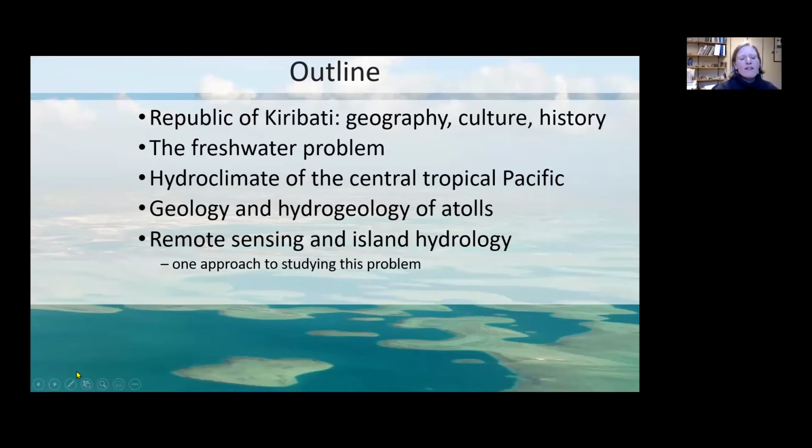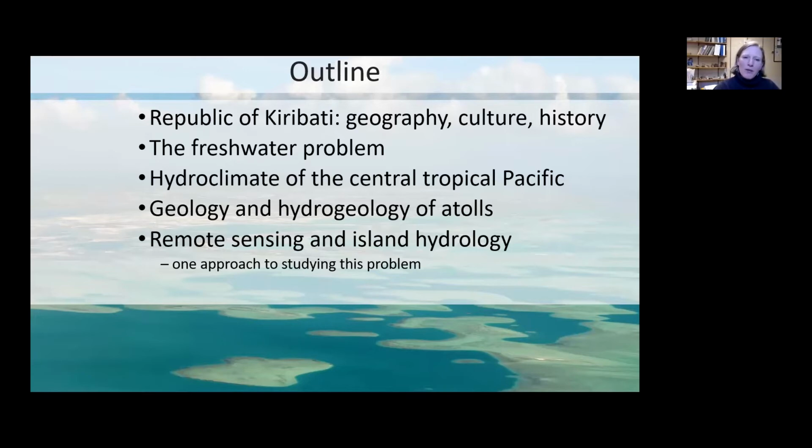What we're going to do there is I'm going to give you a little bit of background about the Republic of Kiribati, and by way of geography, a little bit of culture, a little tiny bit of history, and hopefully that will lead us to what I'm calling the freshwater problem there.